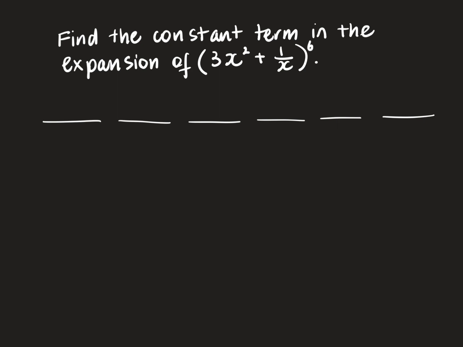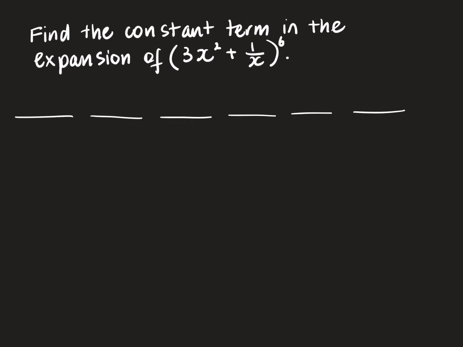Okay, here is how I would do it. I'm firstly thinking, we're to the power of 6, so how many terms are we going to have? 7. 1, 2, 3, 4, 5, 6, 7. Okay, I'm going to go and find my coefficients. Put those coefficients in there.